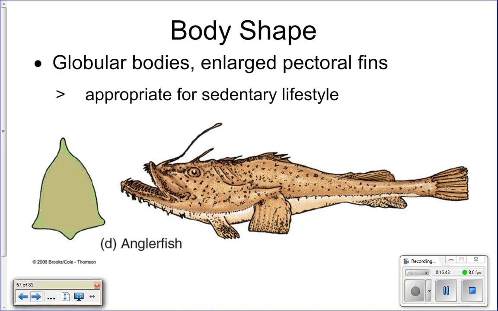You also have a body shape that's called globular. That's because it's basically like a glob. And that's really good for sedentary lifestyles, meaning not moving very much. Yeah, anglerfish have a globular body shape. That's not a very good depiction of one. It's not going to be that long. Some of them maybe, but not all of them.